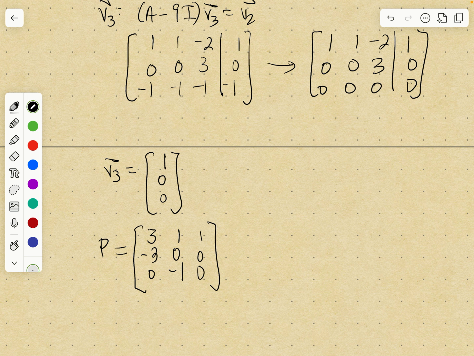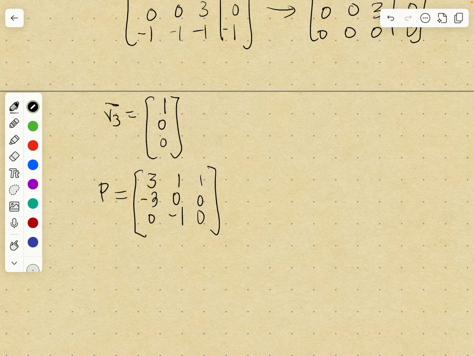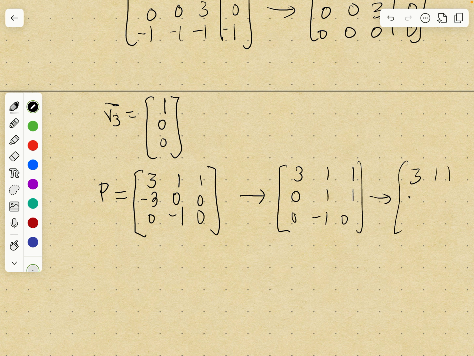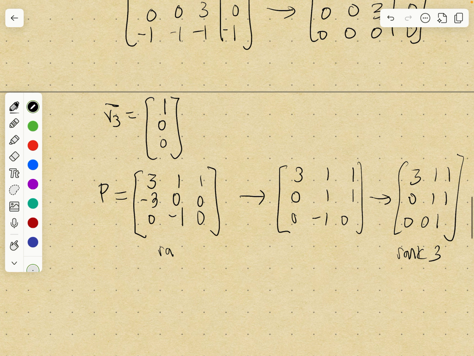So that's our P. The only final thing to check is we need to check that the columns are actually linearly independent. I'm not sure if it's true that they're automatically linearly independent. They might not be, but here I think it's pretty easy to see that, if you change row 2 to row 2 plus row 1, you get this, and I see that this matrix does in fact have rank 3. So this matrix has rank 3, and so therefore the vectors are linearly independent.